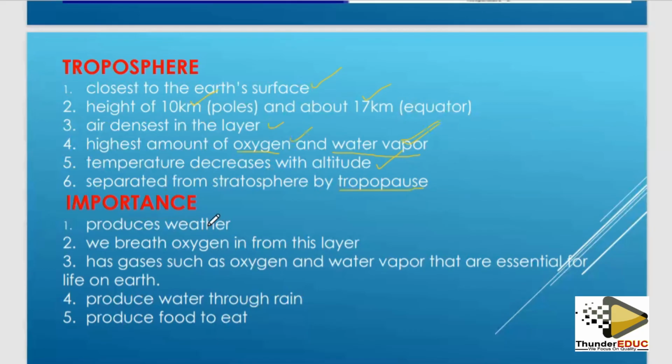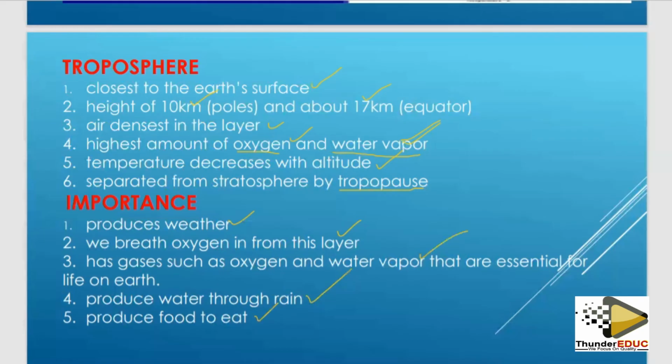Then the importance: it produces weather. We talked about how all weather takes place within the troposphere. The oxygen that we breathe, we get it from there. And also water vapor, which is essential on Earth for it to have rainfall. We need to have water vapor, which we get from the troposphere. Then we also indicated that it produces water through rain. Since weather processes take place in the troposphere, it also means that we find rainfall within the very same layer.